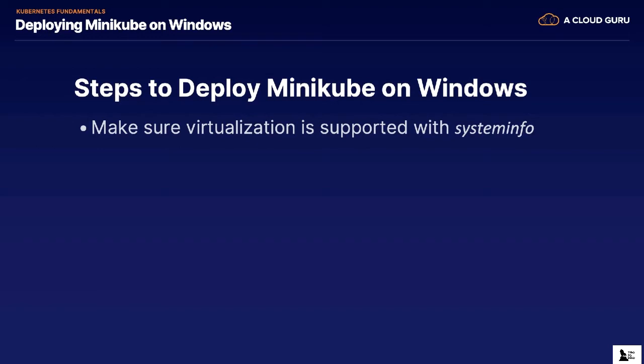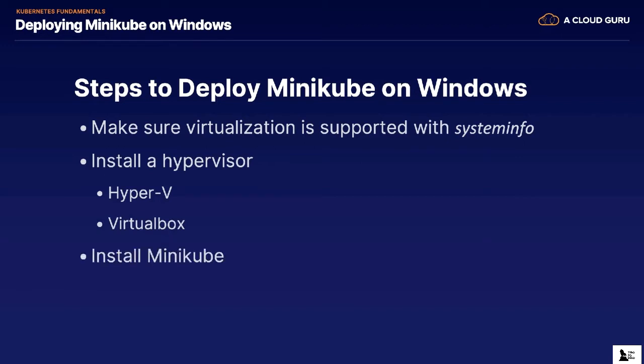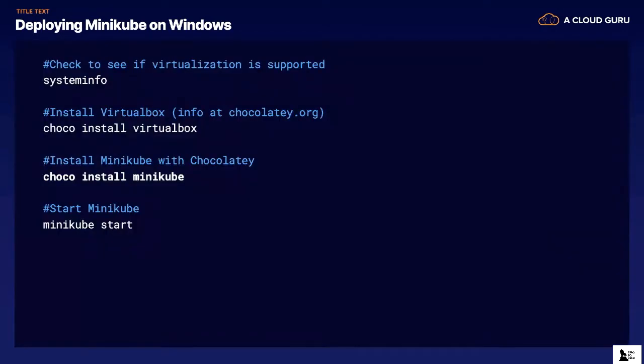And I'm going to walk you through all these steps in just a moment. From there, you need to install a hypervisor if you don't already have one installed, such as Microsoft Hyper-V, VirtualBox, or even VMware Workstation Pro. After that, you install MiniKube and then start MiniKube. Now, the exact commands to do this are here.